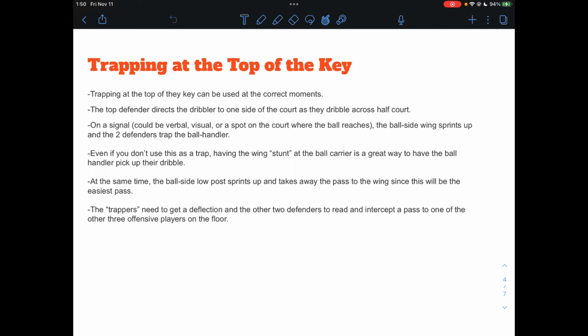All right, so let's talk about each trap individually. First, trapping at the top of the key. It could be good if we use it at the correct moments.